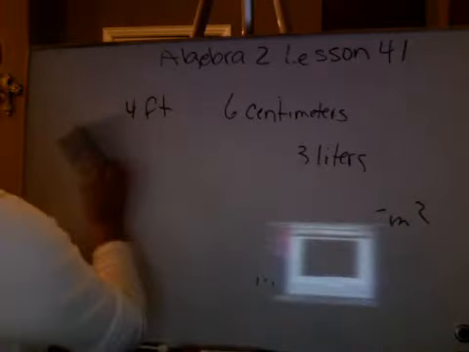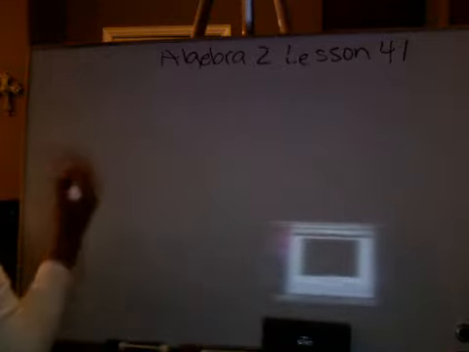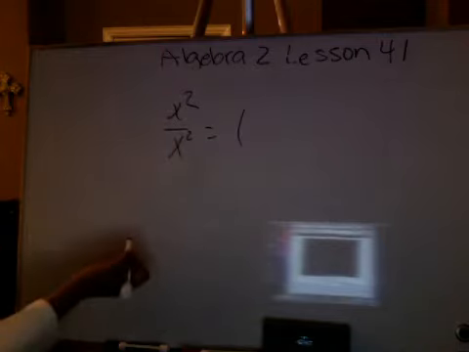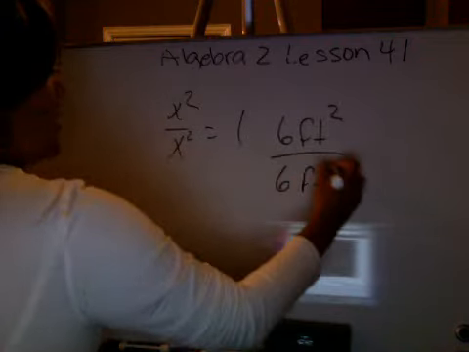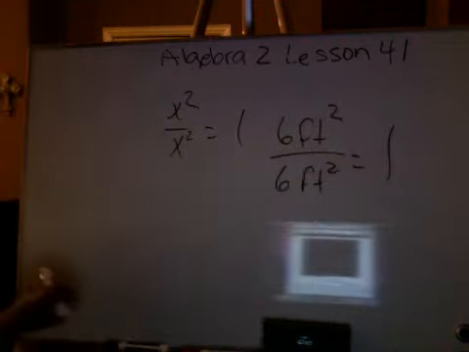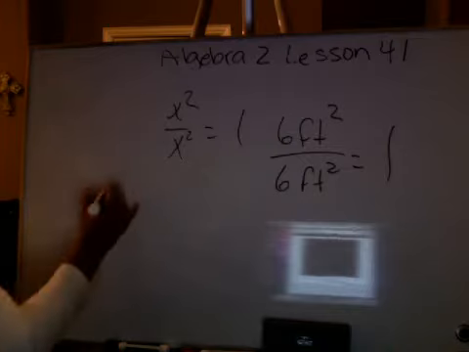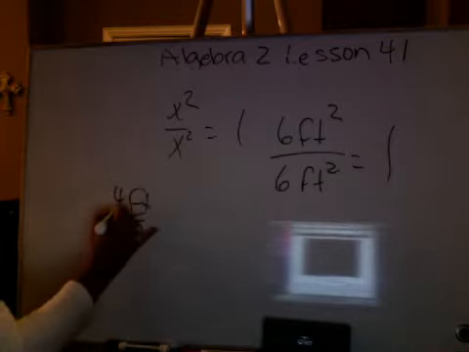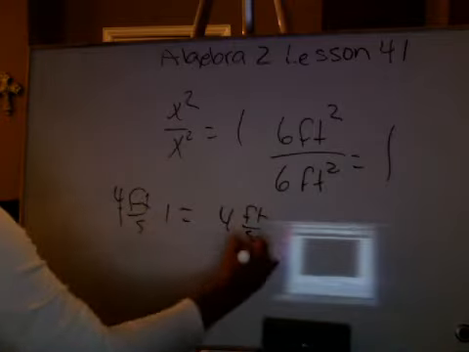Now, remember, anything divided by itself is 1. The same thing's going to go when you're talking about units. So, well, let's just look. If you have x squared divided by x squared, it equals 1. Just like 6 feet squared divided by 6 feet squared is 1. This all cancels out. Anything times 1 is itself, just like when we multiply anything times 1, it's itself. So we have 4 feet over s times 1 equals 4 feet per second.